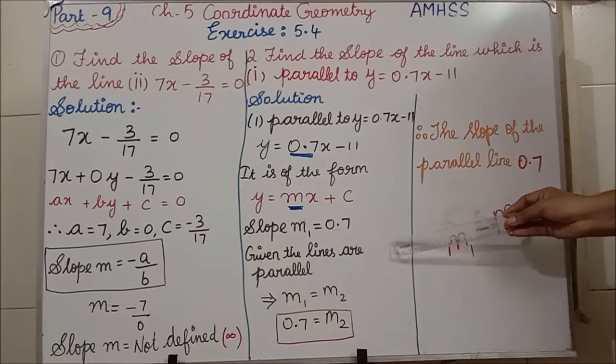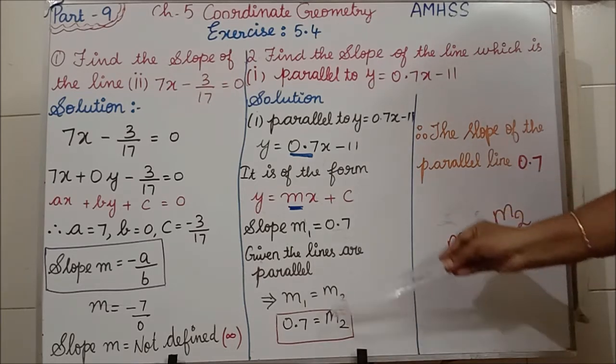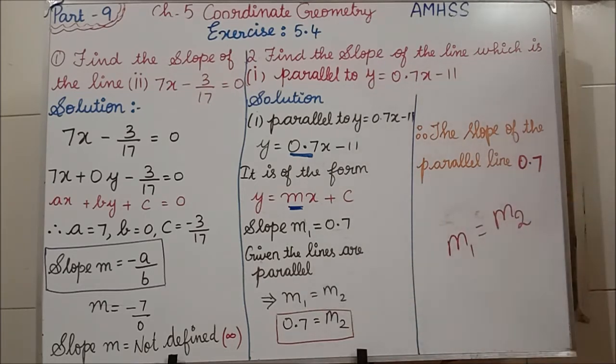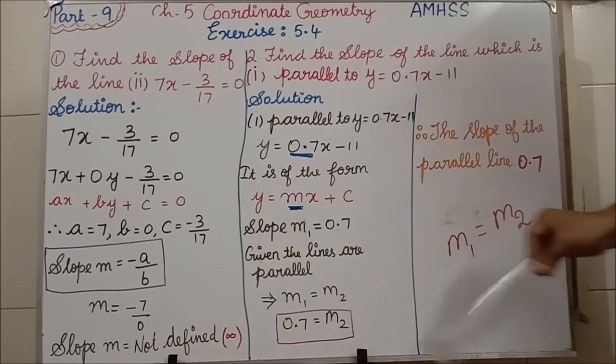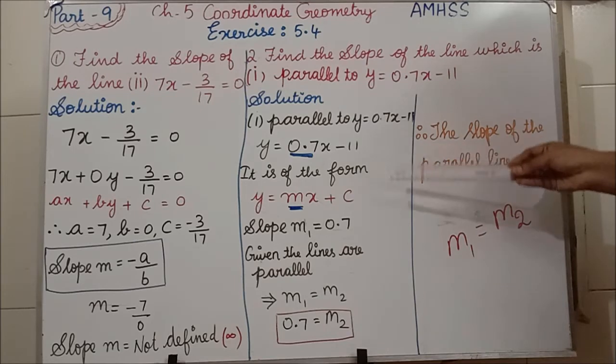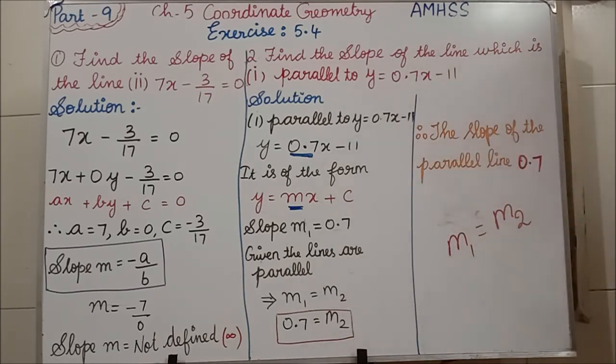Given that the lines are parallel, the formula is m1 is equal to m2. So whatever value you get for m1, the same is m2. Clear? If m1 is 0.7, then m2 will also be 0.7. They are asking for the slope. Slope means the m value. Therefore, the slope of the parallel line is 0.7. Clear? Clear, all of you? Second question, first subdivision. Next we will see the second question, second subdivision.